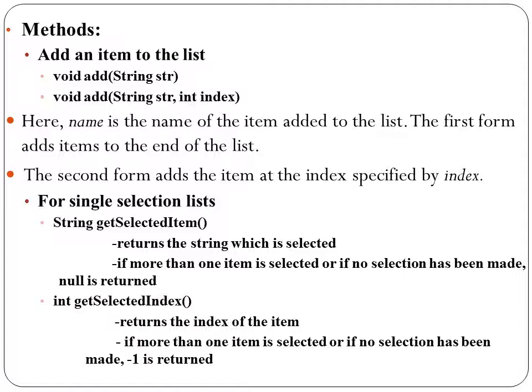Next method is getSelectedItem. It will return the string which is selected. But if you have selected more than one item, or if no selection is made, the return value will be null. That means list allows you to make more than one selection, and if you are using getSelectedItem and have made multiple selections, then the output value will be null. getSelectedIndex will return the index of the selected item. In that case also, if you have not selected any item or if you have made multiple selections, -1 will be returned.